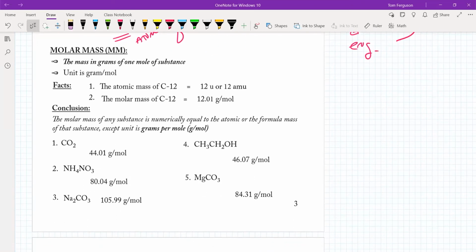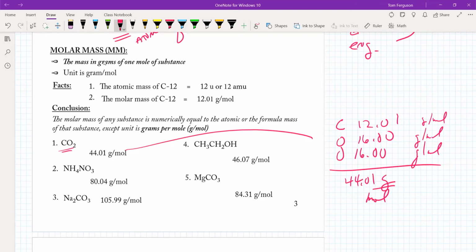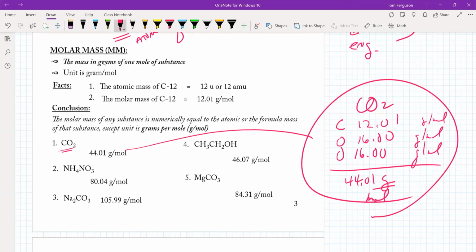Okay, so what is the molar mass for carbon dioxide? If you look up carbon on the periodic table, it's 12.01 grams per mole. Oxygen is 16 grams per mole. If we add that up, we end up with 44.01 grams per mole for carbon dioxide.